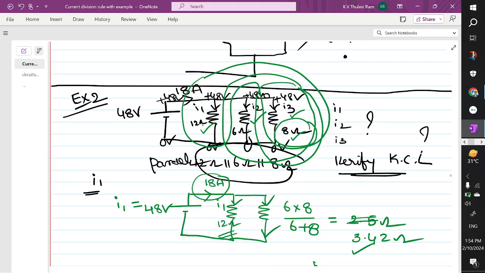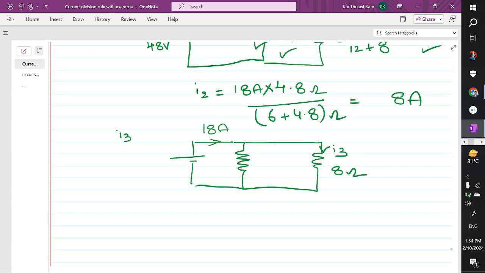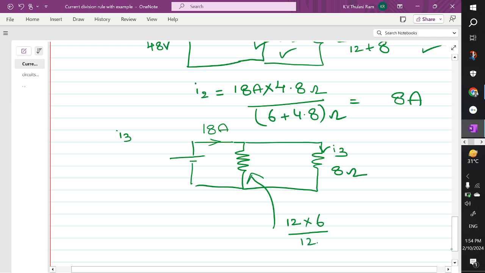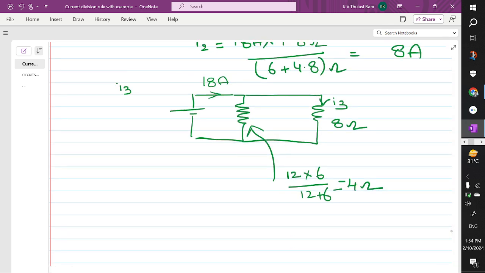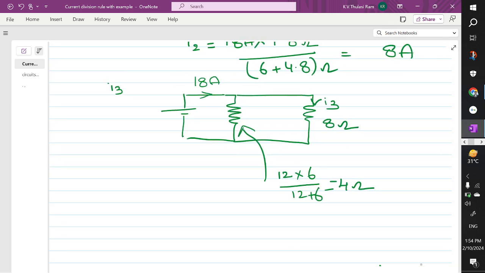Now what are in parallel? 12 ohms and 6 ohms are in parallel. So I can write 12 times 6 divided by 12 plus 6. When you perform it, you are going to get 4 ohms. Now it is a straightforward question for you to understand well.